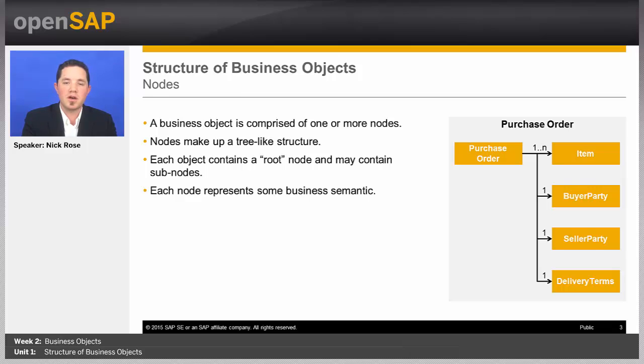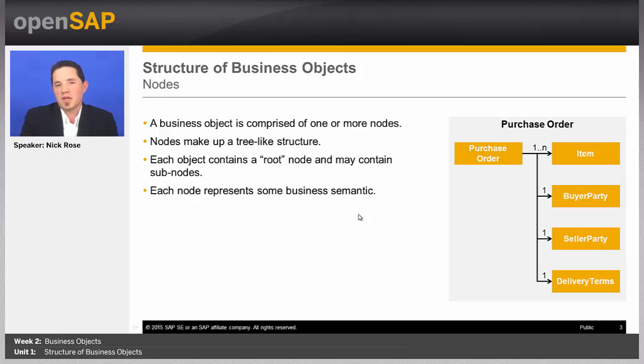Now, the object itself can have any structure of nodes you want. So there's always the root node, but a root node will have subnodes, and those nodes could have subnodes of their own, etc. You can get as complex as you want here. For example, in this purchase order, we have the purchase order root node, and we have a number of subnodes: item, buyer party, seller party, and delivery terms. You can also see that the relationship, the cardinality of these nodes is in place as well. So we'll have only one buyer party, seller party, or delivery terms for the purchase order, but we'll have one or more items as part of the purchase order.